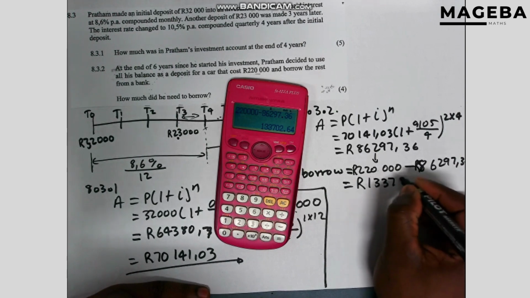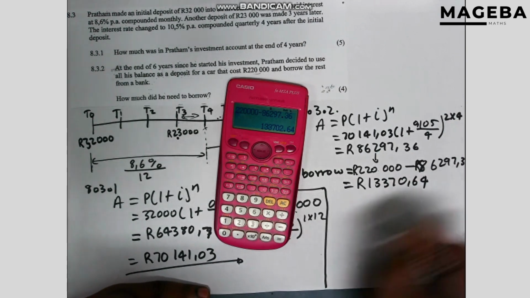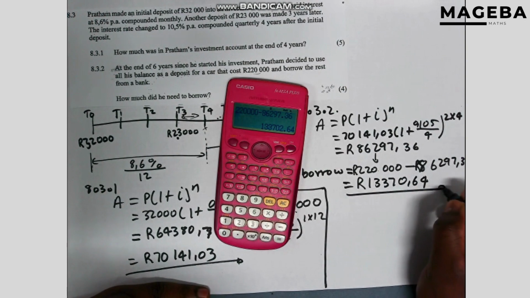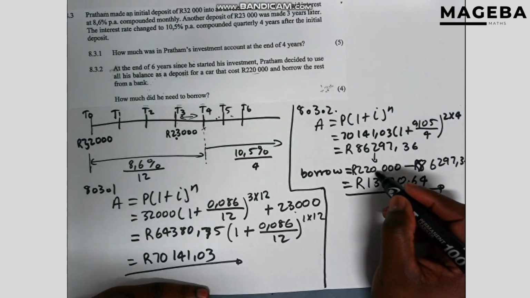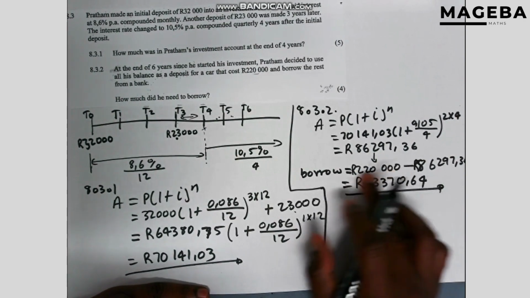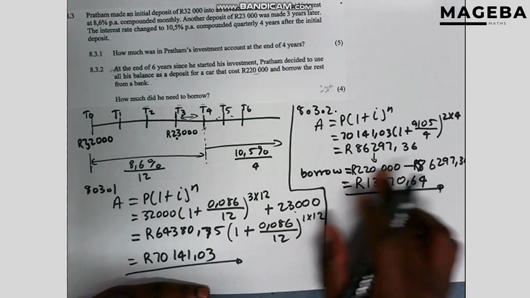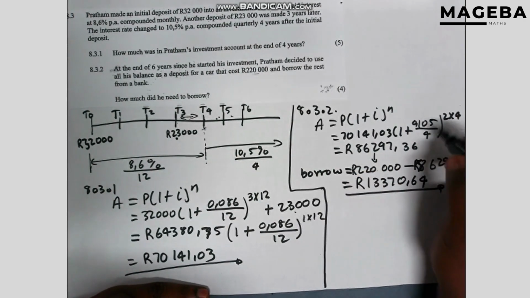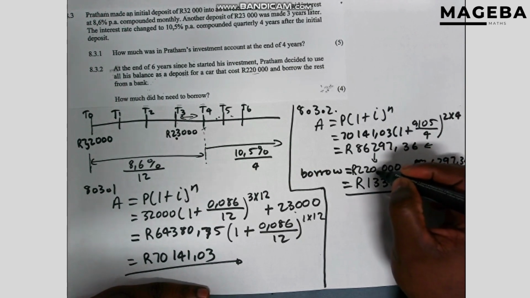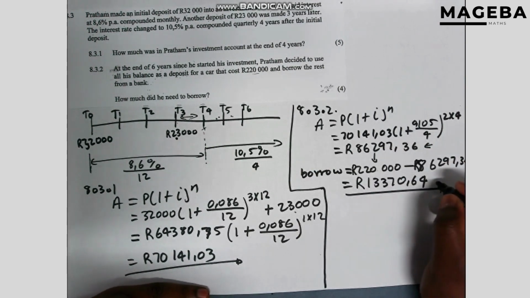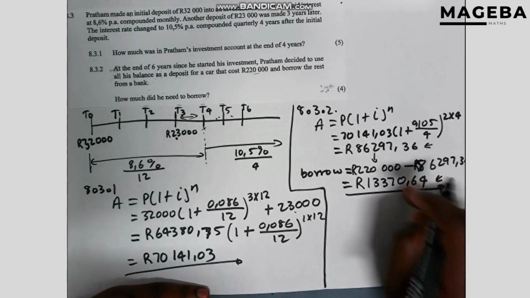So I hope everyone understands in terms of the borrowed amount. This is the cost of the car. This is the amount that he's going to deposit. So this amount is going to be subtracted from this amount, and then this amount is going to be left. Then he needs to borrow from the bank in order to buy the car.